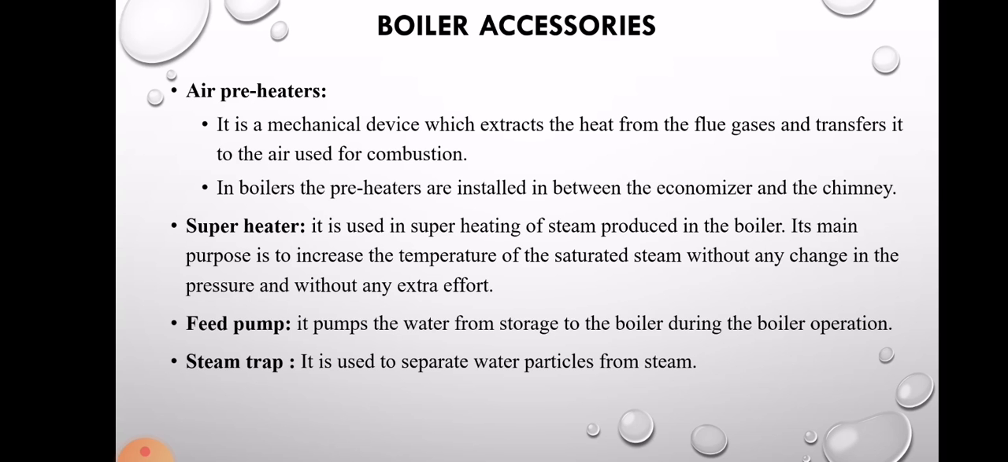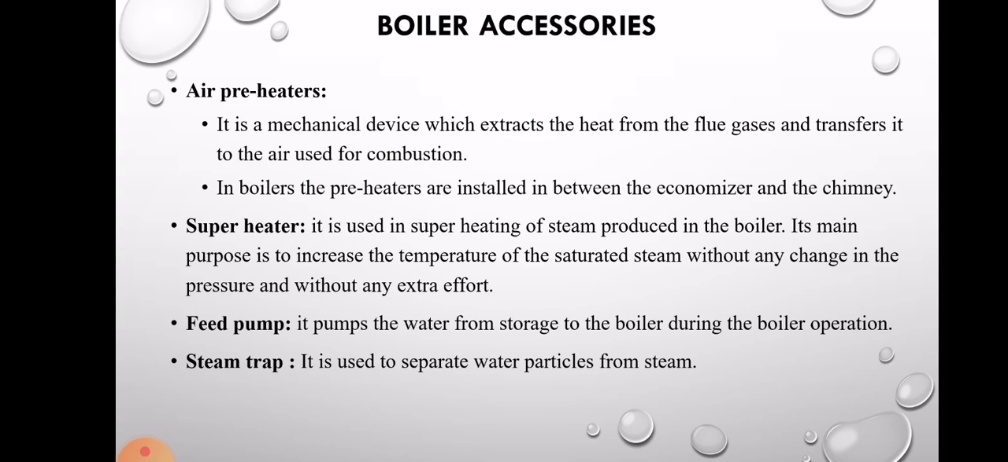So air preheater is again a device which is similar to an economizer, but here in this case we are going to increase the temperature of the air. So in boilers, these preheaters are installed between the economizer and the chimney. That is, after the economizer, before the flue gases are let out through the chimney, we will have the air preheater. Then we have a superheater.